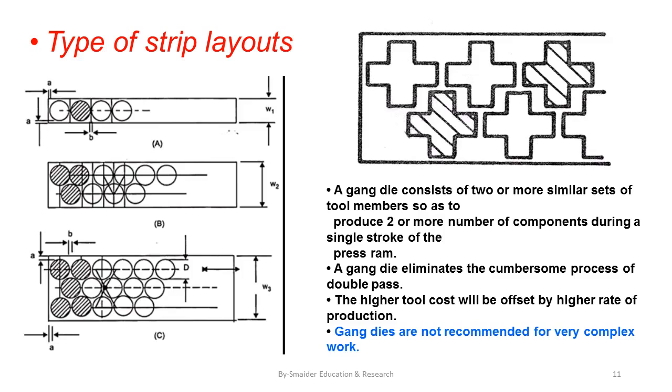Gang dies are not recommended for very complex work. Why? When the component outer shape is very complex, you cannot afford to have 2 sets of die in one tool. It will be double the cost of the tool, and handling cost will be very high. Tool maintenance will be high. If the tool has one breakage, you have to dismantle the tool and your downtime will be very high. So selecting a gang punch or die depends upon the complexity of the part and the volume requirement.